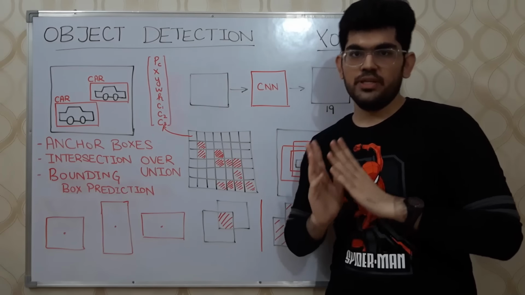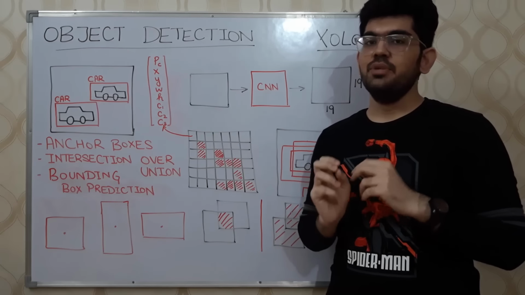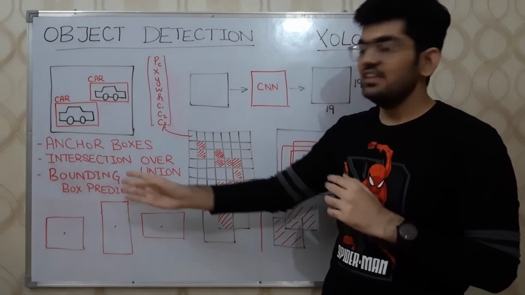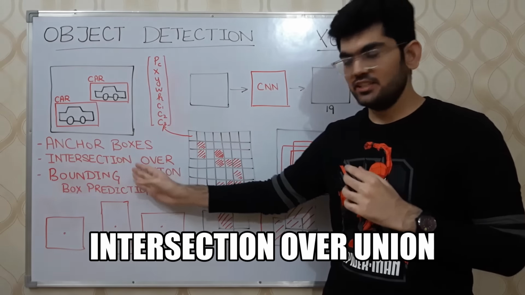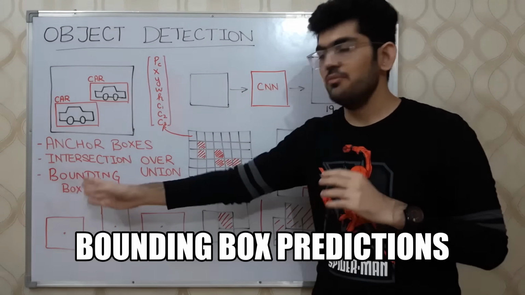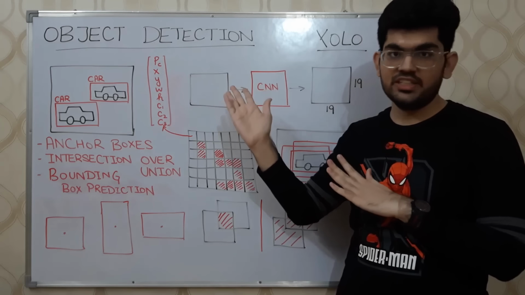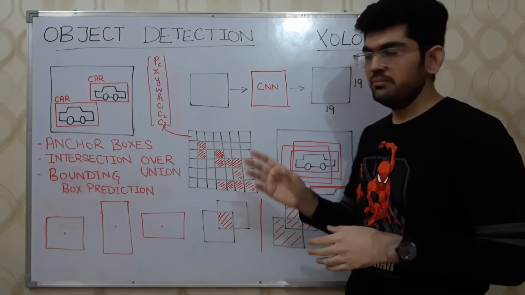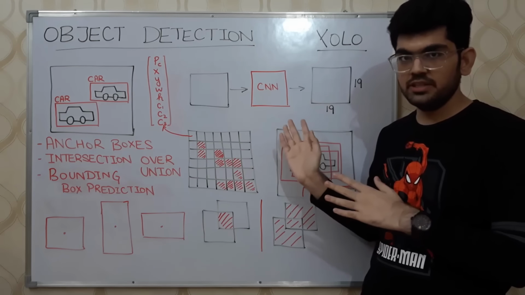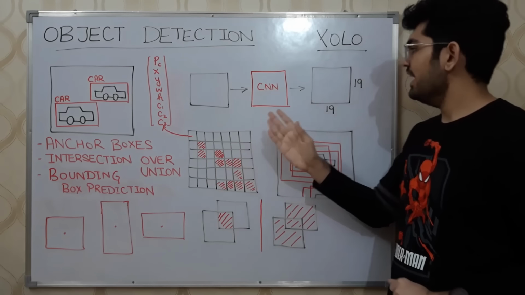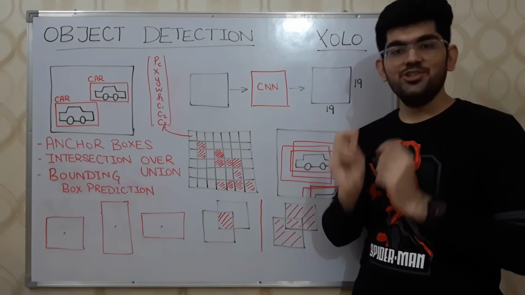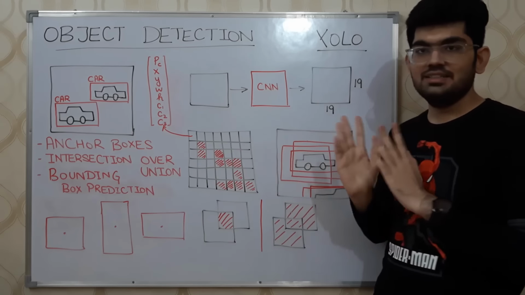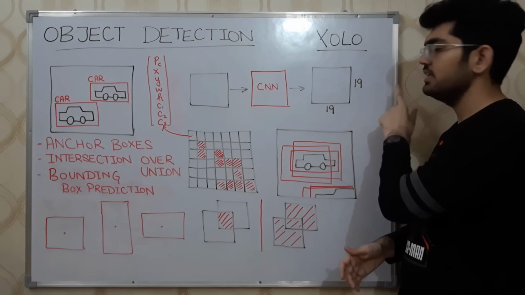Giving an overall picture, we can divide the YOLO algorithm into 3 stages, which are the anchor boxes, the intersection over union, and the bounding box predictions. So, how does this work? YOLO is also a deep learning technique that we use for object detection. We are given an input image. We pass this input image through a convolutional neural network, and as an output, we get another matrix. Usually for the YOLO algorithm, this matrix size is taken to be 19 cross 19.